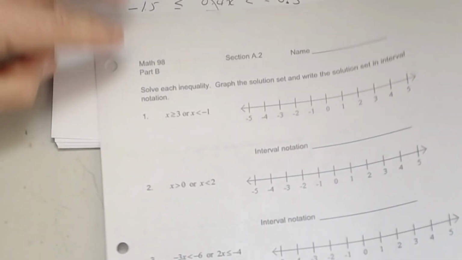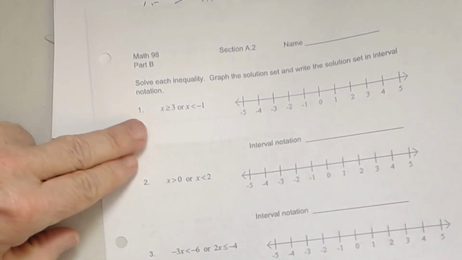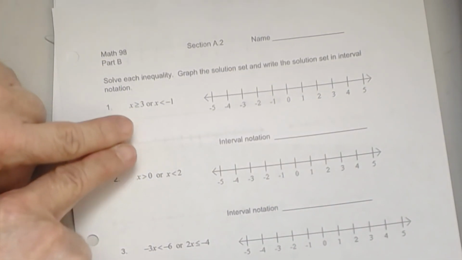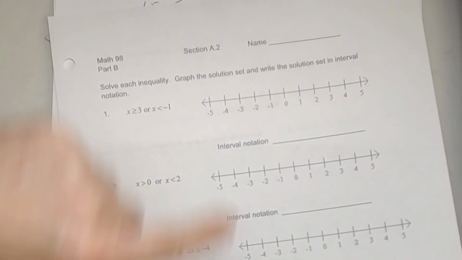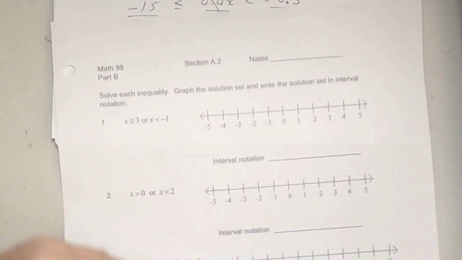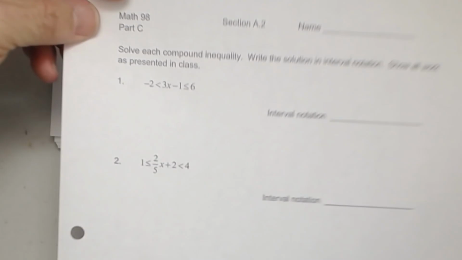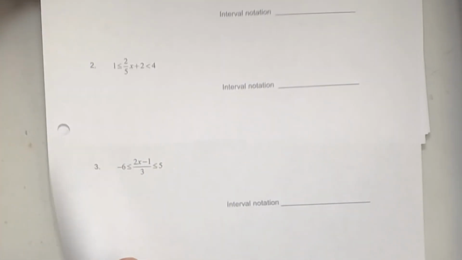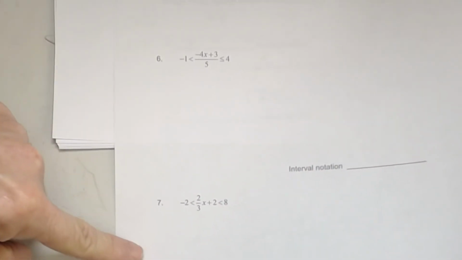All right. Now remember, for each one of those, remember what I want. I want each of the graphs drawn, and then the solution goes here. Okay? So that's part B. Part C is this. Part C are the compound inequalities. And there's the others on the back.